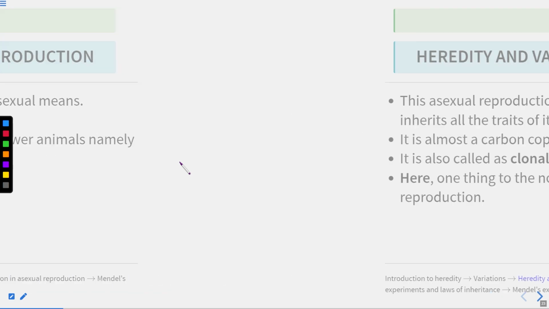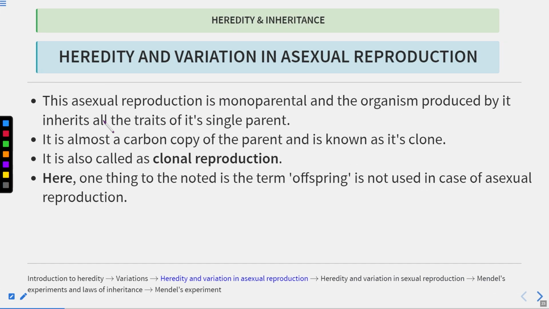entire individuals. Now this asexual reproduction is monoparental, meaning it is uniparental, and the organism produced by it inherits all the traits of the single parent. So only a single parent is involved. The progeny will inherit all the traits of the single parent. So there is no variation, you can say. And the progeny is the carbon copy of the parent, and it is known as the clone. So it is genetically similar to the parent.